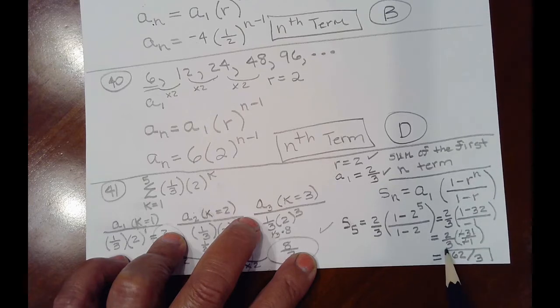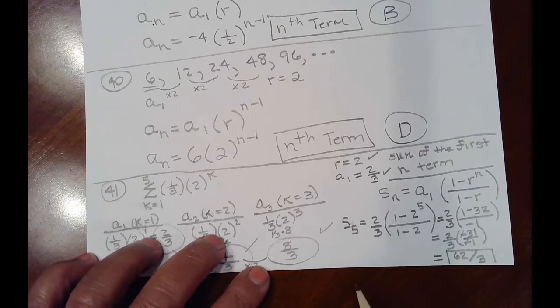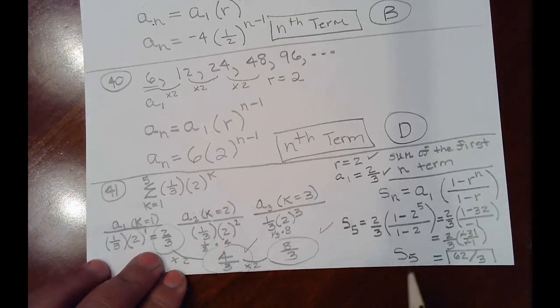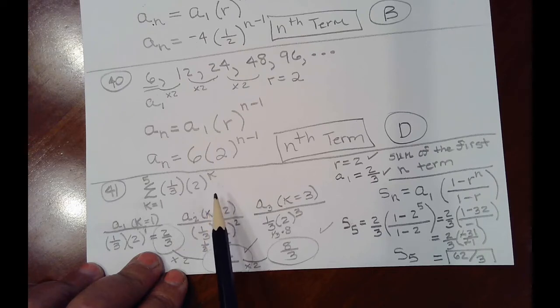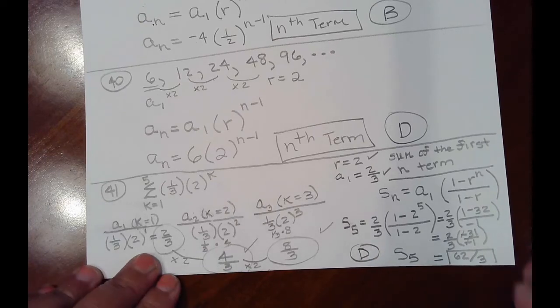Kind of running out of room there. So 62 over 3 is your final answer, and I believe that this is the sum of the first 5 terms. But again, this is how you get the sum of however many terms without listing all of them. But sometimes, it may be a problem that has a little something or other that you need to inspect, which I already discussed here. Okay, this was choice D, this particular answer. Okay, moving on to 42.